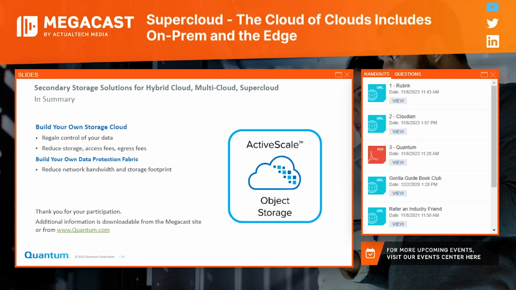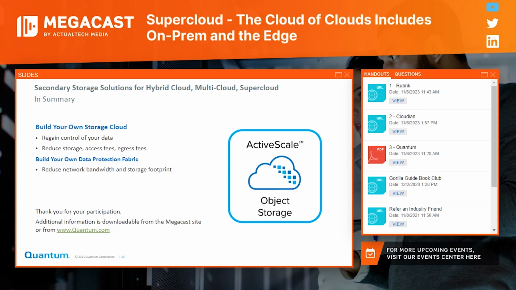So in summary, I'm just giving you a couple different ideas of how to think of storage differently in a multi-cloud and a supercloud environment, where you can take more ownership and more focus in terms of data management and data storage strategies that can provide for lower cost and greater control, right? One is to build your own storage cloud, and ActiveScale object storage is a great solution there because it has multiple tiers and can provide for very low cost.